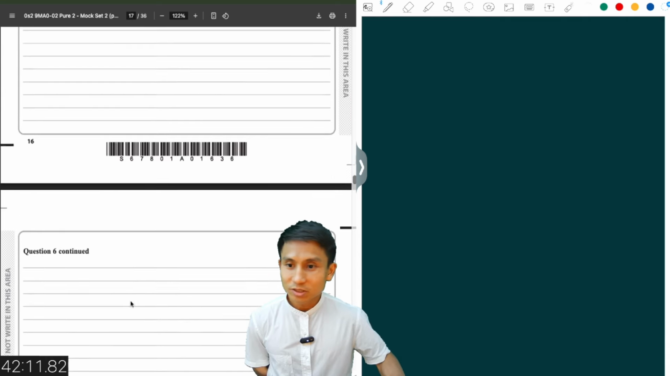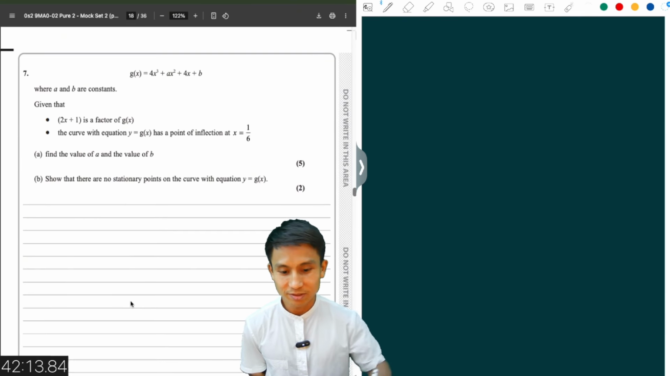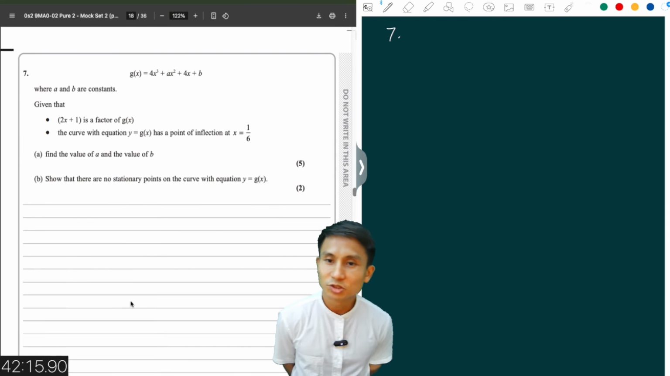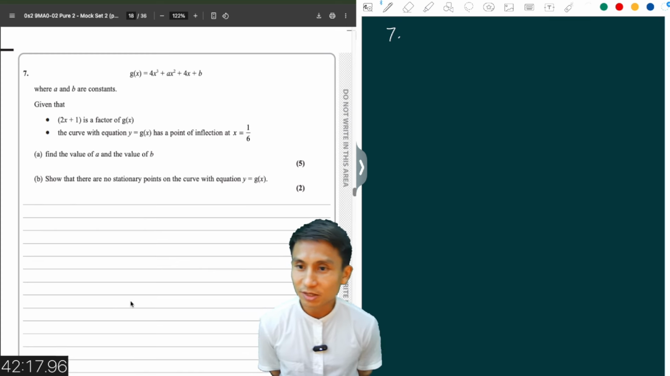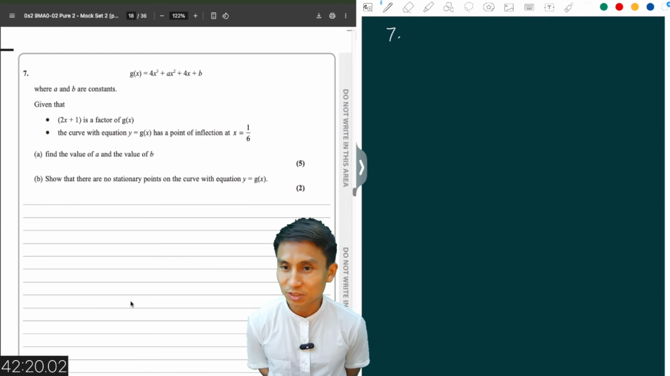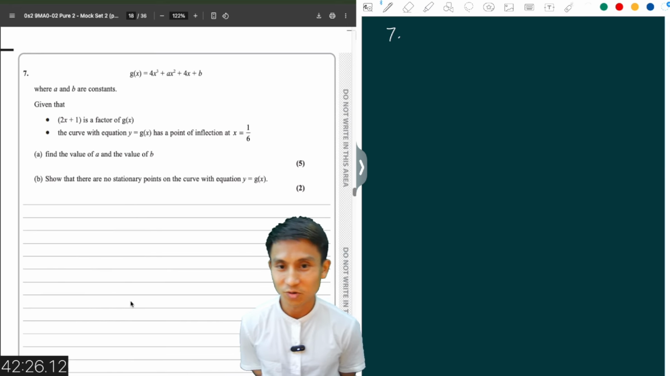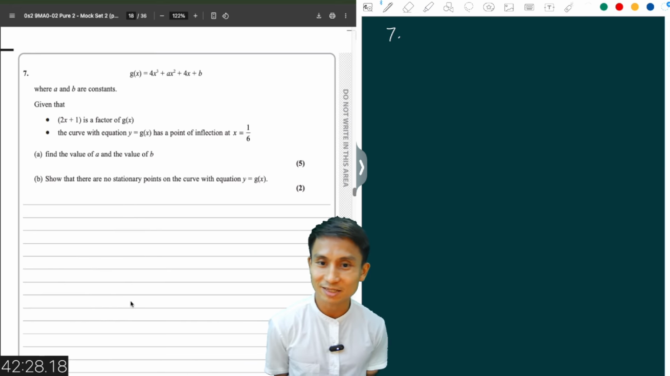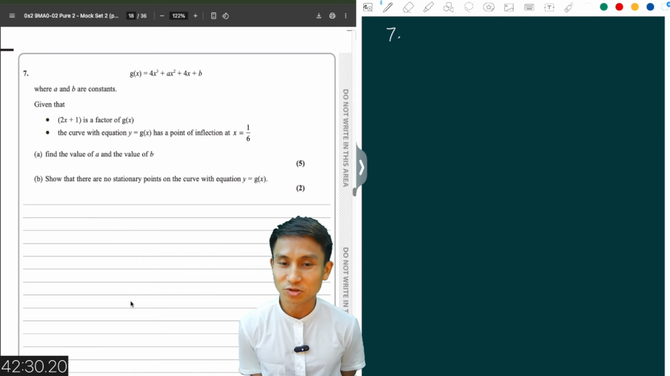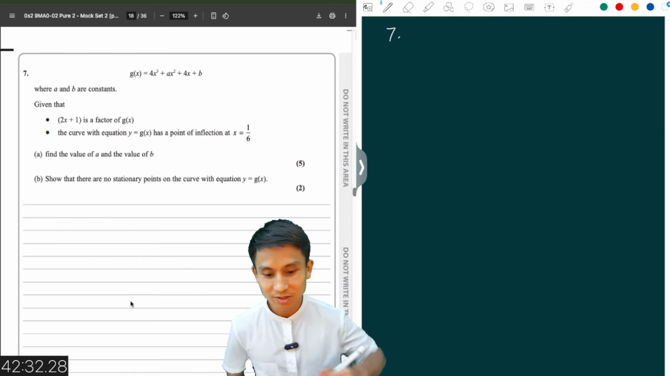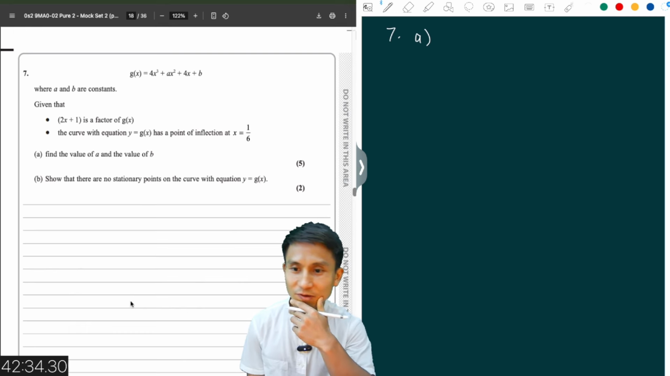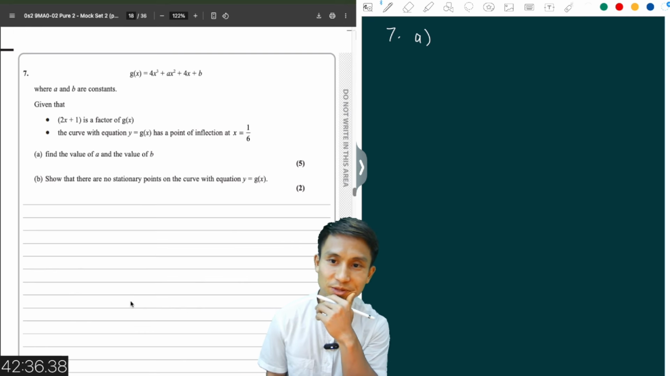Next one is question 7. g(x) is given, where a and b are constants, given that 2x plus 1 is a factor of g(x). The curve with equation y equals g(x) has a point of inflection at x equals 1 over 6. Haven't quite seen this coming. So part A, find the value of a and the value of b.